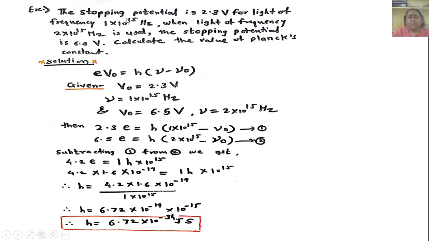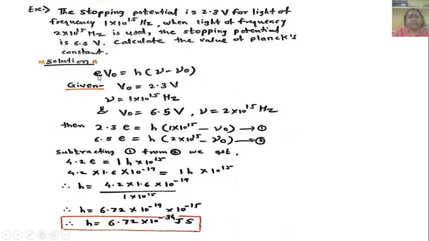In our example, the value of V0 is given for the frequency 1 into 10 raised to 15 Hertz, and also the value of V0, 6.5 volt, for the frequency 2 into 10 raised to 15 Hertz, and from this we can calculate the value of the Planck constant.